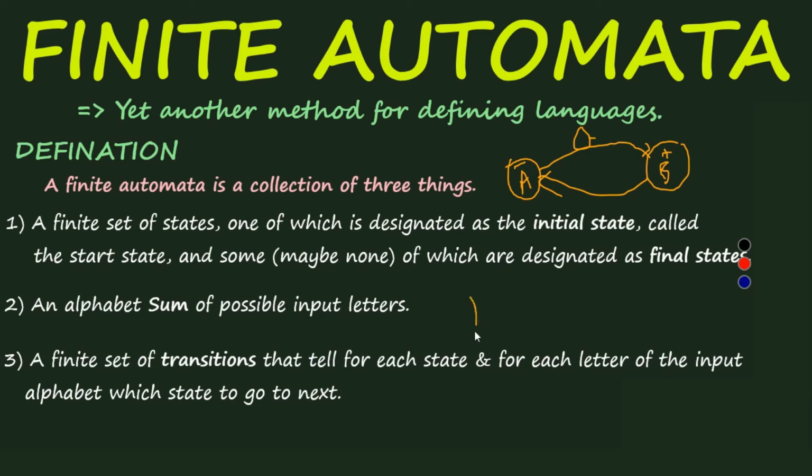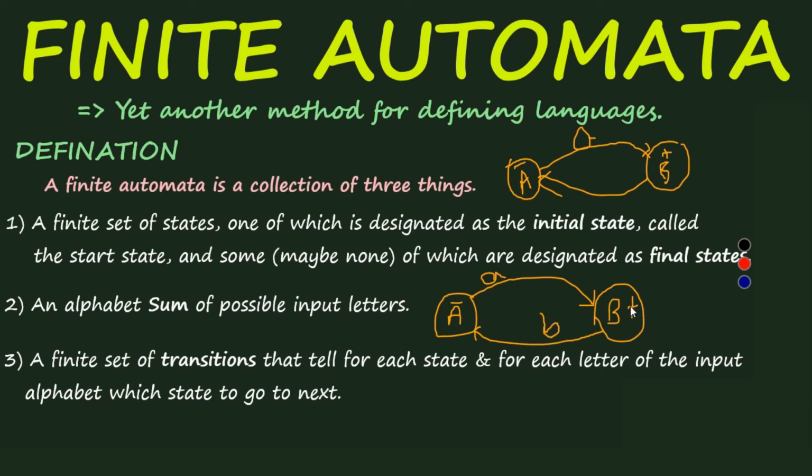It means each and every state has transitions for all alphabet possibilities. A and B: B is our final state, A is our initial state. If we pass A on state A, it will go to B, which is our final state. And if we pass B on state B, it will go to state A.